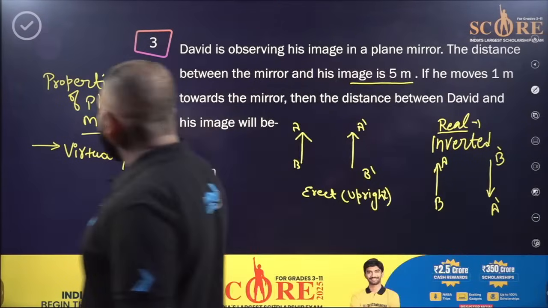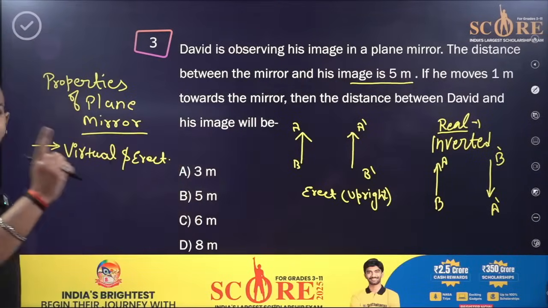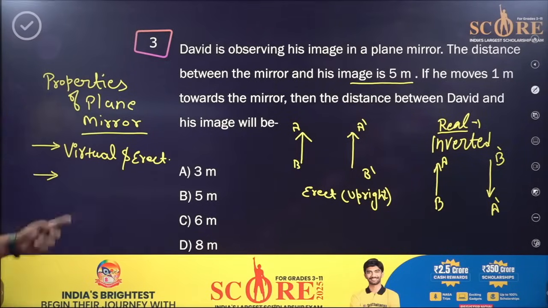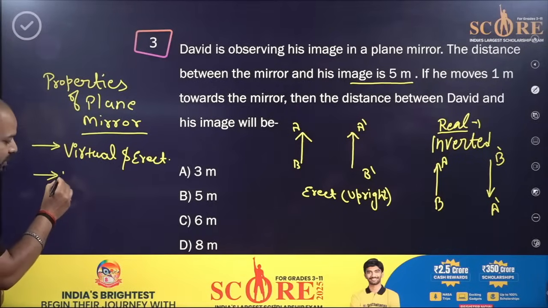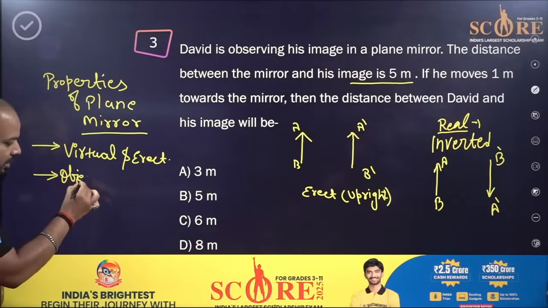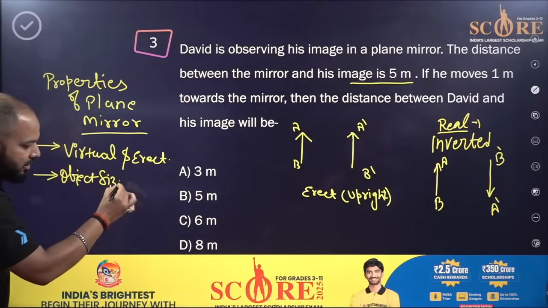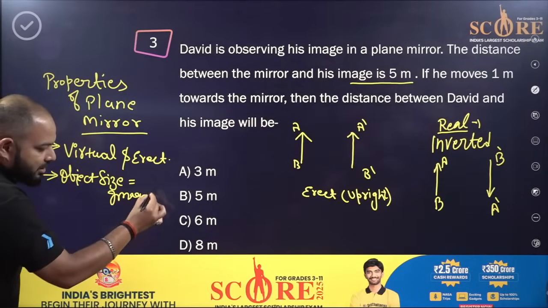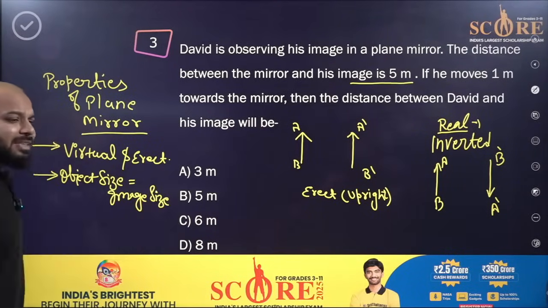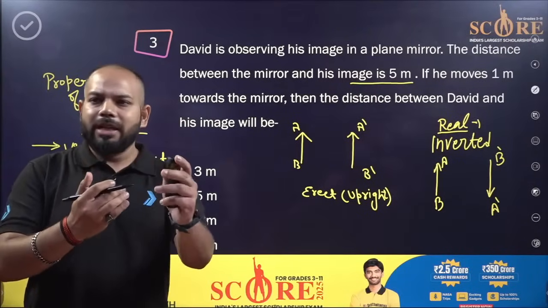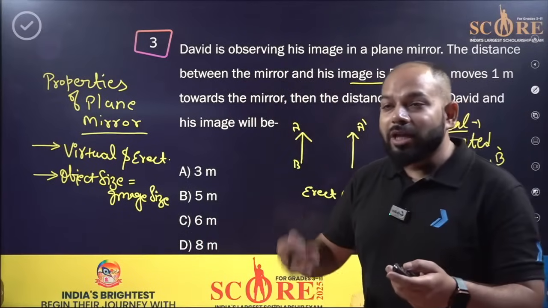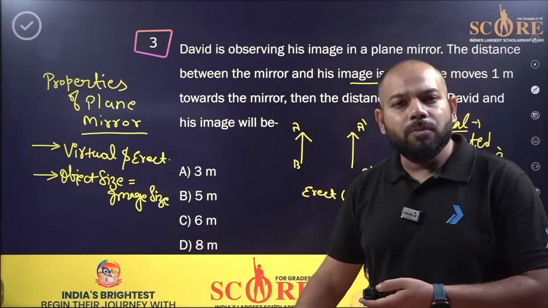So, properties of the plane mirror. First one is virtual and erect. Now the second one: object size is equal to image size. Whatever we see in front of the plane mirror, like if I'm standing, my height is around 5'7", the image in the plane mirror will also be formed of that size only.